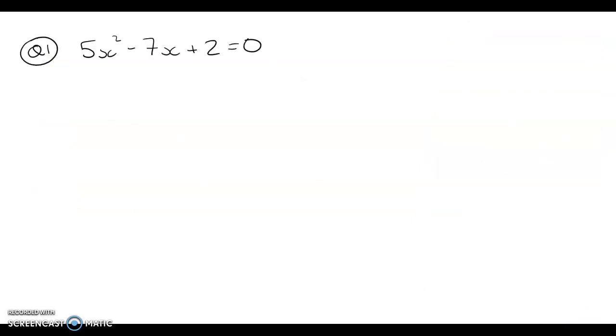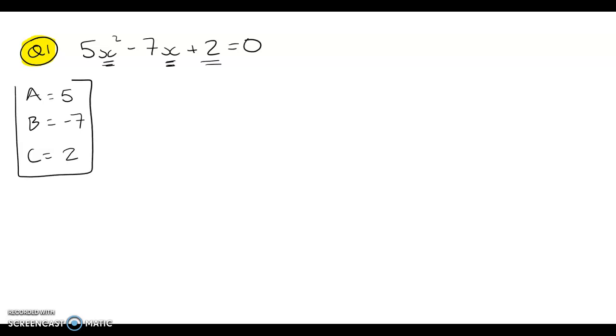Okay, I hope you tried to do question 1, because I'm about to do it. But if you haven't done it, you can still pause right now. I'm about to do question 1. Okay, my first step is to write down what A, B, and C is. A is the number in front of the x squared, so A is 5. B is the number in front of the x, so B is minus 7. C is the number on its own, so C is 2.